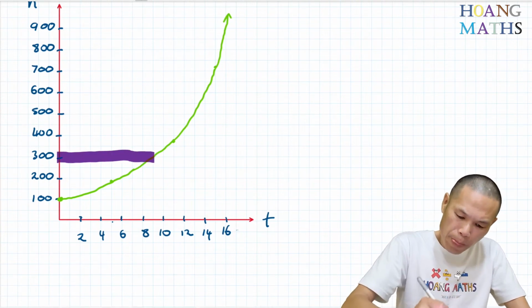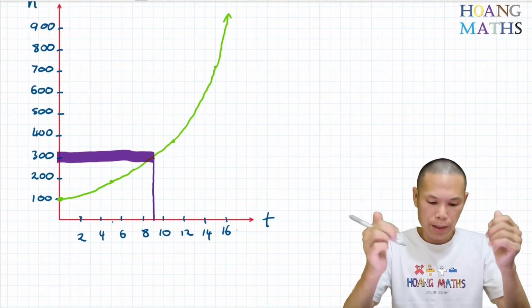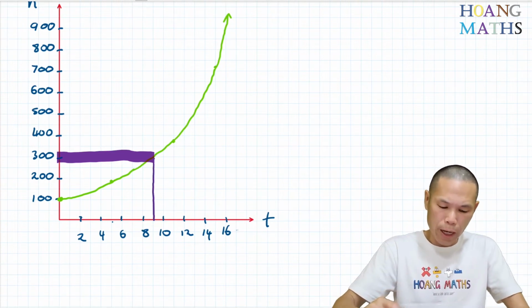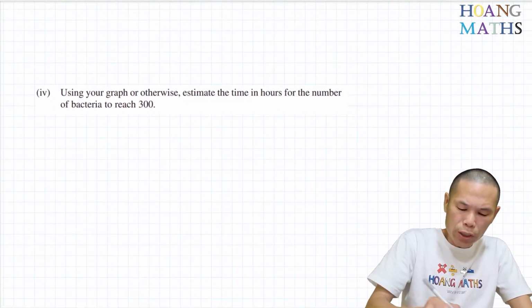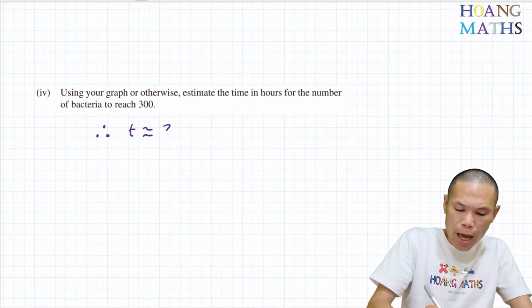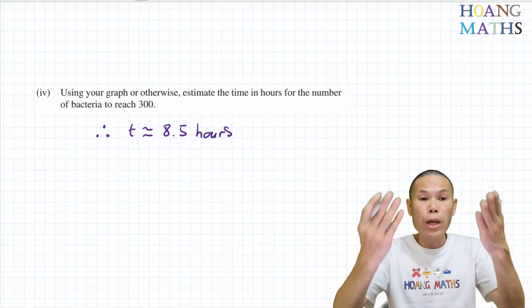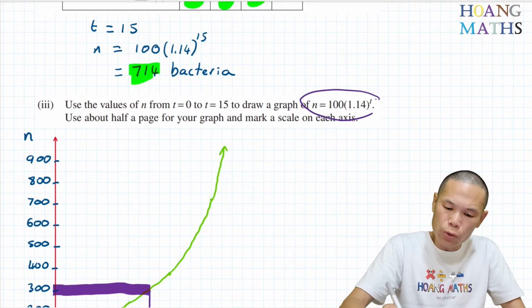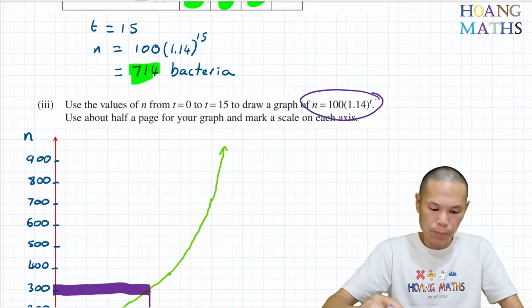So roughly 8.5, correct? It's just a rough sketch, okay? And then it's just an estimate. So to reach 300 bacteria, T is roughly 8.5 hours. So there you go. Otherwise, you could also use this formula to do guess and check. So that's all it is.